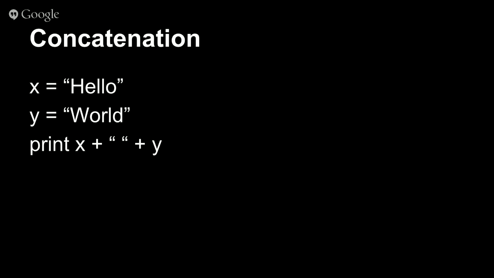If we want to print those both out in the same print function call, we have to concatenate. It's a long word, and it's really simple. All you have to do is put a plus in between. That's all there is to it. X plus a space, and there's a space in between the double quotes, just like the space bar, plus y, and that will print out hello world.